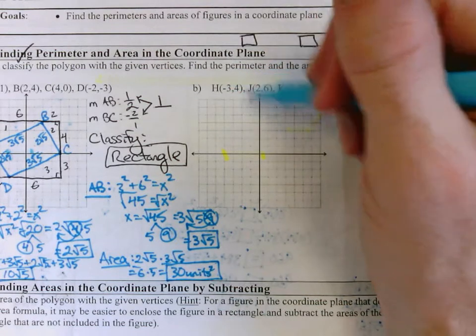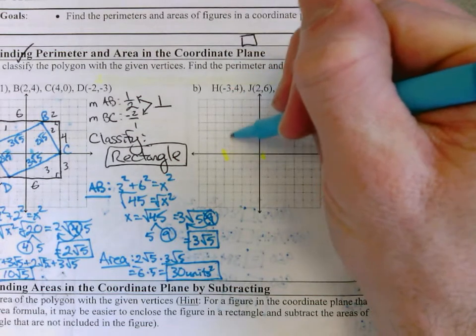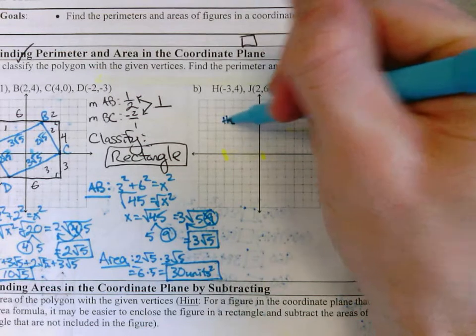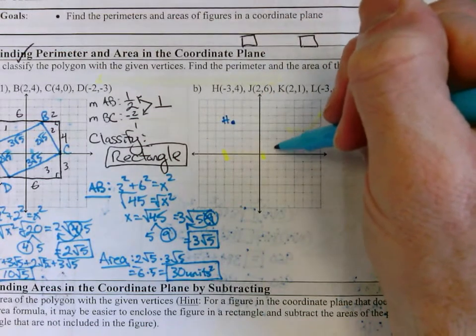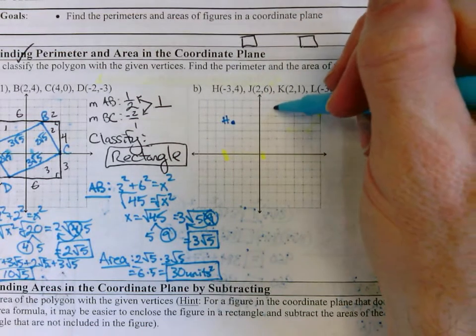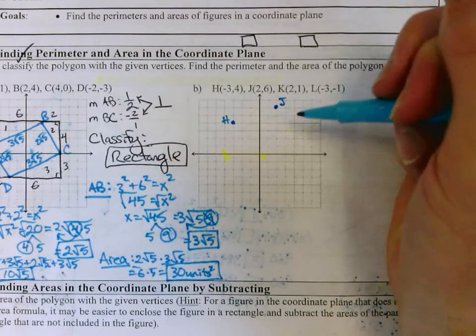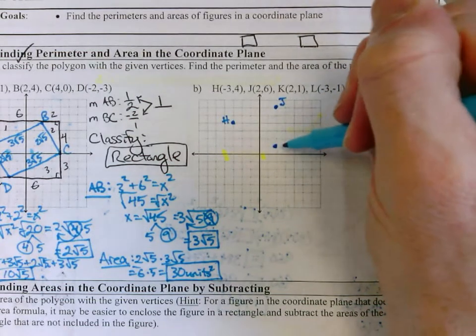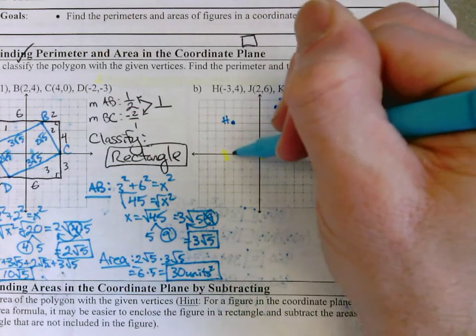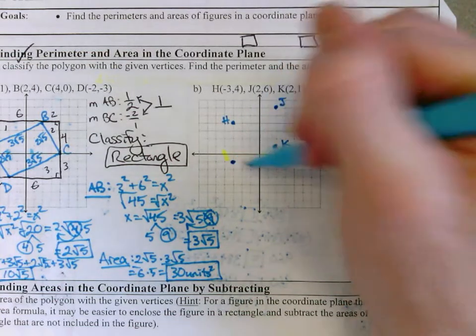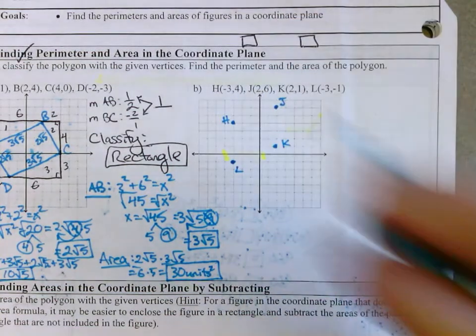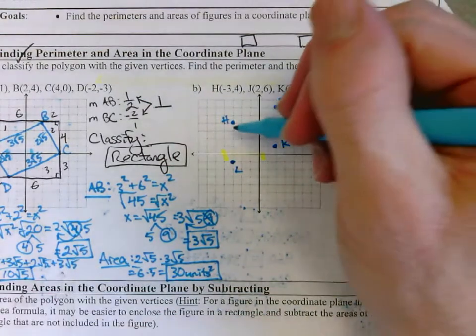with labels, so (-3, 4), (2, 6), (2, 1), and (-3, -1). Okay. I'm going to go ahead and carefully connect those coordinates.